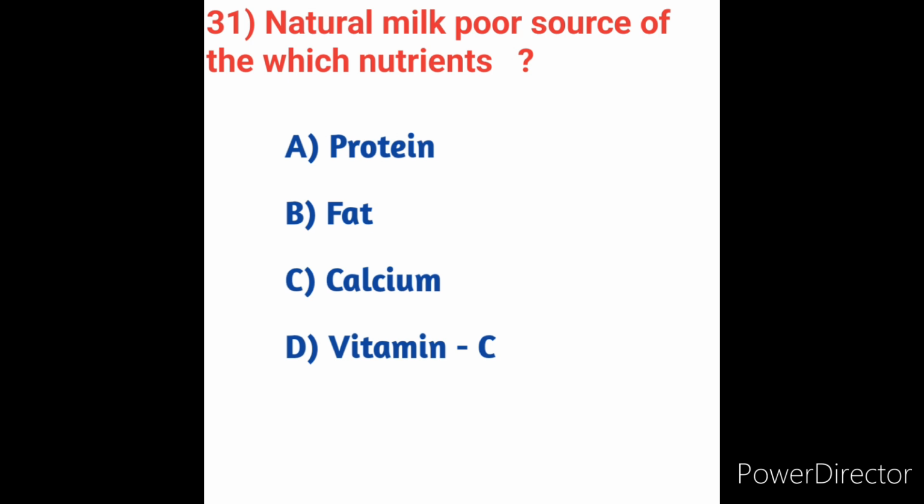What nutrients are naturally in milk? Milk is a source of calcium, vitamin B2 called riboflavin, vitamin B12 also called cyanocobalamin, potassium, phosphorus, vitamin A and vitamin D. It is a poor source of vitamin C. Here option D is the correct answer. Next we will move on to question number 32.